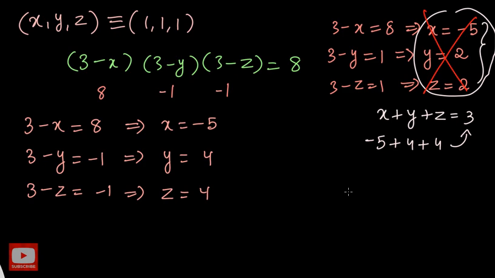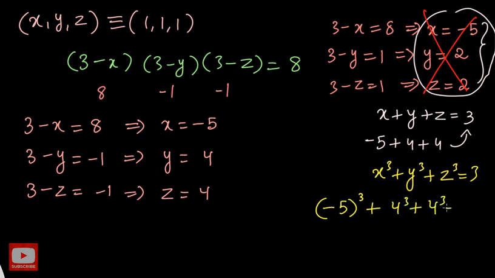So we get 3 as the answer. But this solution should also satisfy the other equation as well, that the sum of the cubes, x cube plus y cube plus z cube, should also be equal to 3. So what is x cube? x cube is minus 5 the whole cube plus y cube is 4 cube plus z cube is 4 cube. This is equal to 3? We have to verify if it is equal to 3. We cannot just say that it's equal to 3.